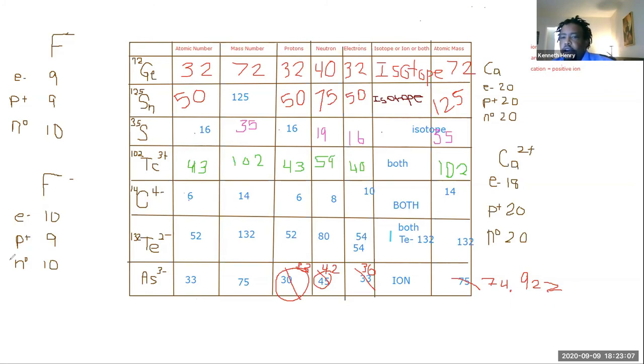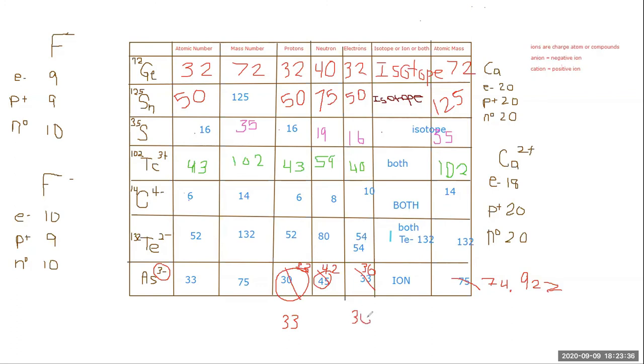So for arsenic, arsenic has an atomic number of 33. That means it has 33 protons, okay? Now since it has 33 protons, and we know that this here is a 3 minus, that means we're adding 3 electrons. So that means that this has to be 36. So when we see minus 3, that means we add 3? That's right, because electrons rule the world.